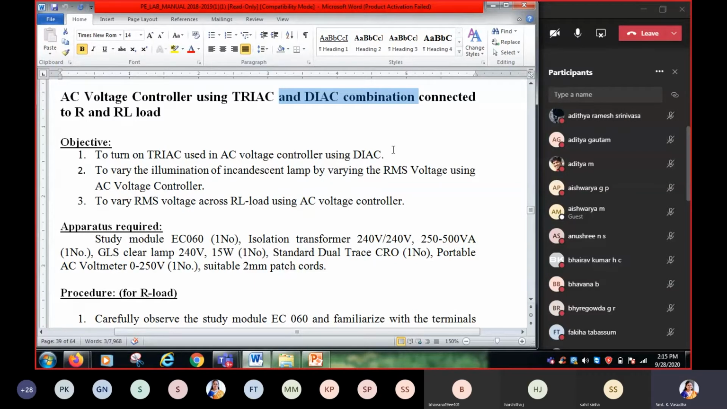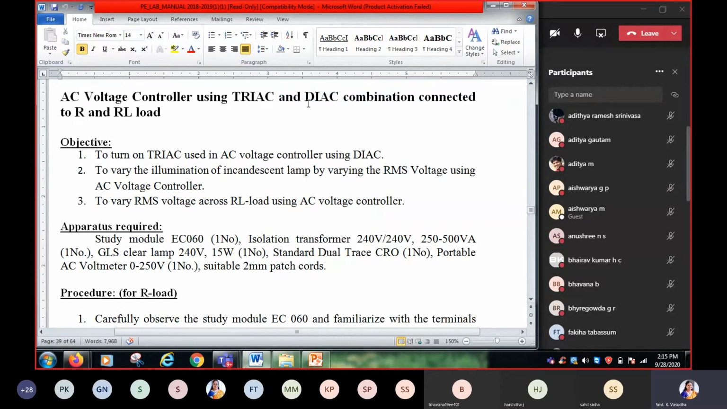First thing is, what is an AC voltage controller? How can you construct an AC voltage controller? When you go for triac based AC voltage controller, or SCR based AC voltage controller, why is it called the triac and diac combination? Because the control signal given to triac we are going to generate using diac. So this combination we are using, so it is called the triac and diac combination.